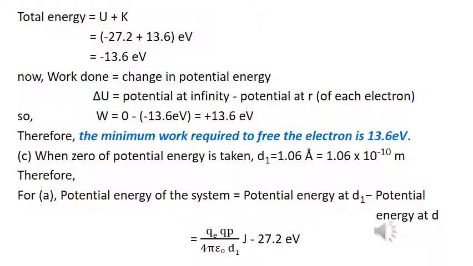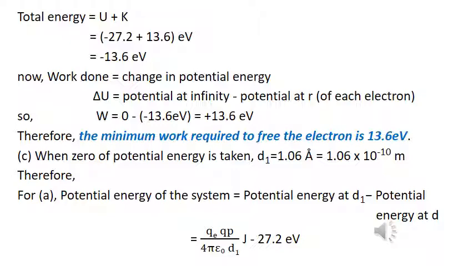Now work done is equal to change in potential energy. So we can write delta U, that is change in potential energy, is equal to potential energy at infinity minus potential energy at R of the electron. So putting the values, potential at infinity is equal to 0 minus potential at distance R, which is minus 13.6 electron volt, we get work done is equal to plus 13.6 electron volt. Therefore, the minimum work required to free the electron is 13.6 electron volt.